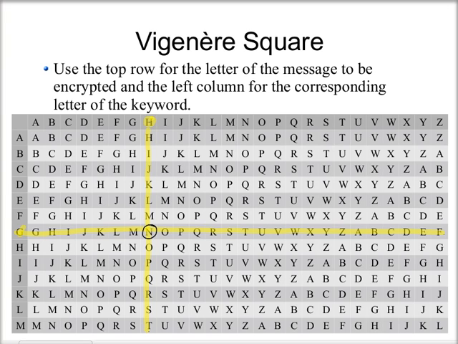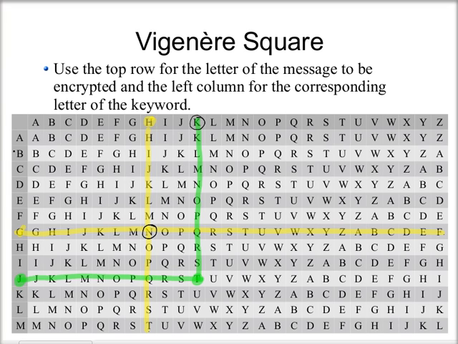I can also use this to decrypt if I know that the letter of the keyword that was used to encrypt a message was, say, J, and that the encrypted letter is T. Then I would just go to my row for J and go across until I reach T, and then go up to the top and find that the letter for the original message would have been a K. So encrypting H with the letter G gave me N. And then decrypting, if I knew the letter of the keyword was J and the encrypted letter was T, that gives me K as the original letter.